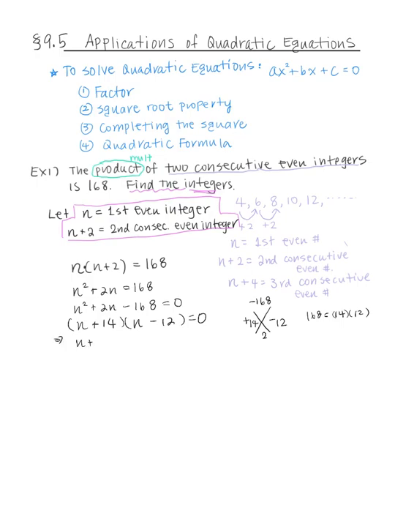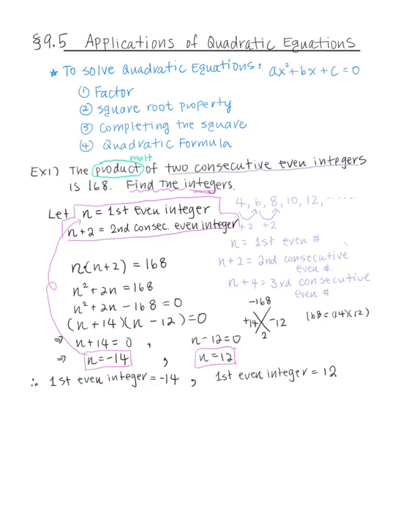Alright, so that implies that n plus 14 is 0, or n minus 12 is 0. So this means that n is negative 14, or n is 12. Okay, so let me just box this. Okay, so great. We found the value of n, but what does n stand for? Let's go back to what I boxed earlier. Well, n is one of the quantities we're looking for. n is the first even integer, and the second consecutive even integer is given by n plus 2.